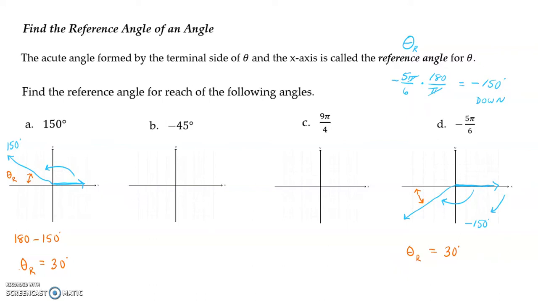Now, they gave us our original angle measure in radians, so let's go ahead and convert this back to radians. We're going to have to multiply this by pi over 180. And if we reduce our fraction, this is going to give us an angle measure of pi over 6 as our reference angle.